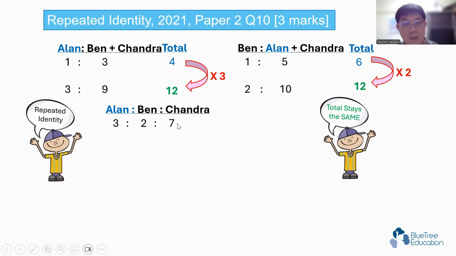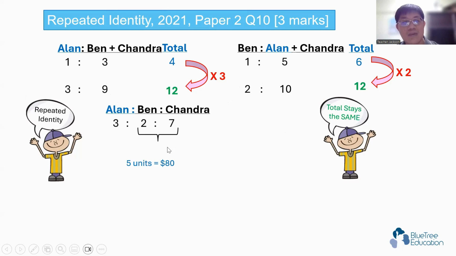So you'll be wondering why 7. You realize that there is some change here. Alan here, we know already. Alan is 3. So Alan plus Chandra is 10, so you need to minus Alan. You take 10 minus Alan, which is 3, so you will get 7. Same here, Ben plus Chandra is 9. I know Ben from here, Ben is 2 units. So you take 9 minus 2, you still get 7. So that's how you get 7 for Chandra.